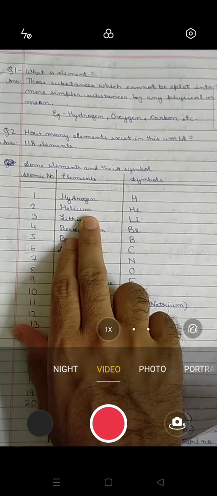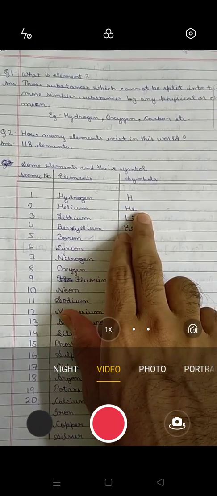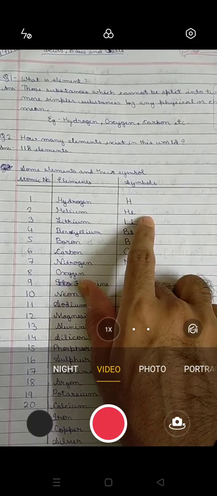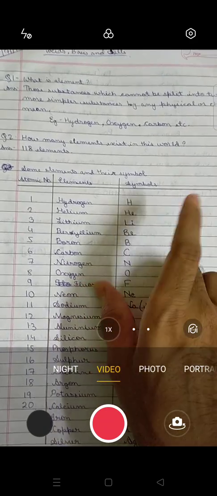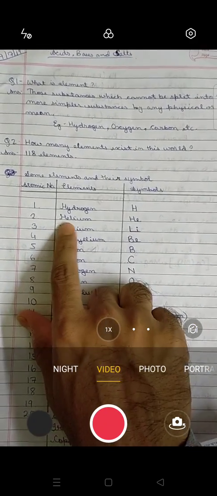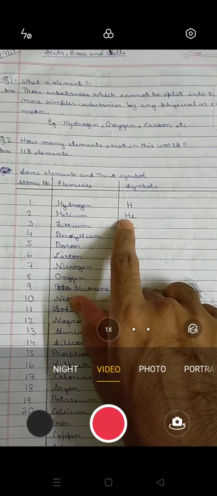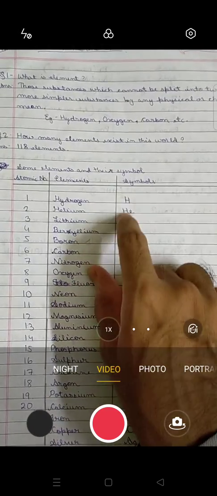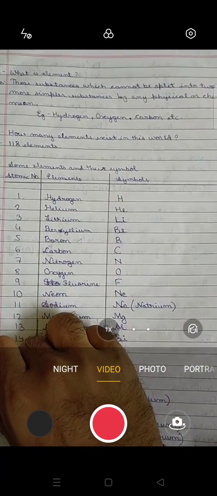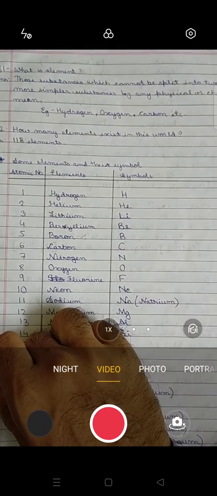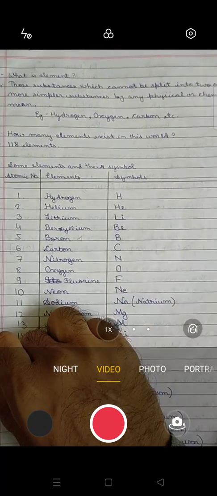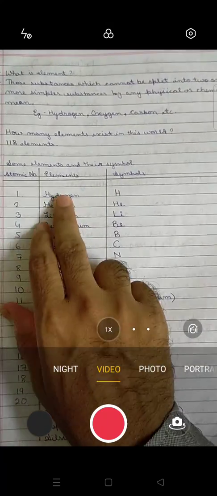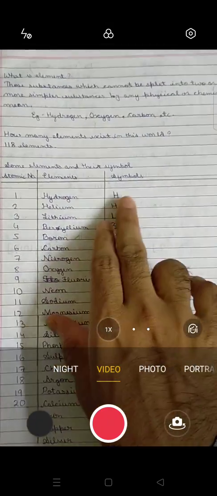Number 2 is helium. Helium is He, capital H, small e. The first letter is always capital, the second is small. Is it clear? We have not taken helium as H because if we did, they would become the same and it would be difficult to understand whether we are talking about hydrogen or helium. In a chemical reaction, we don't write hydrogen, helium like this. We write the symbols.